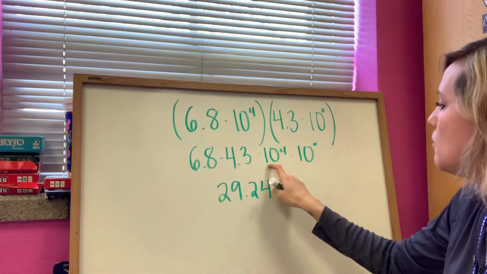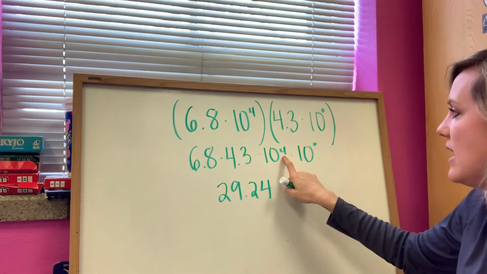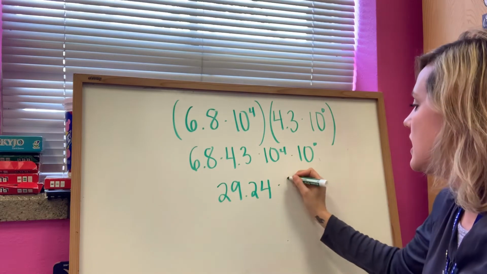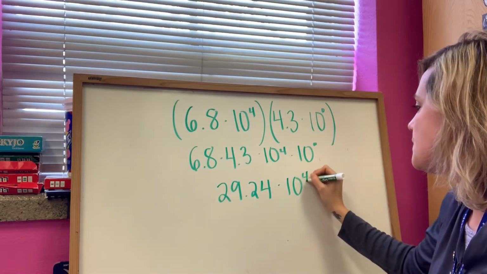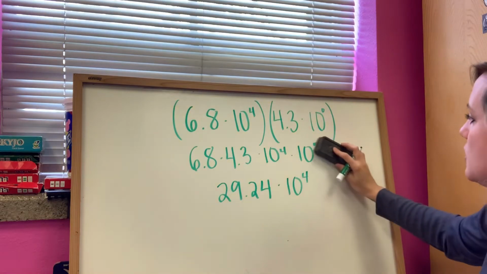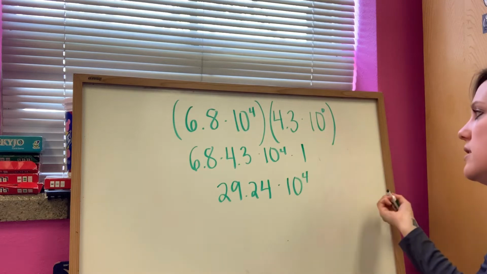And then 10 to the 4th times 10 to the 0. Remember, when we are multiplying numbers with exponents, you just add the exponent. So 4 plus 0 just stays 4. So I'm going to have times 10 to the 4th. And remember, anything to the 0 power is just 1. So I could technically just erase this and write times 1.